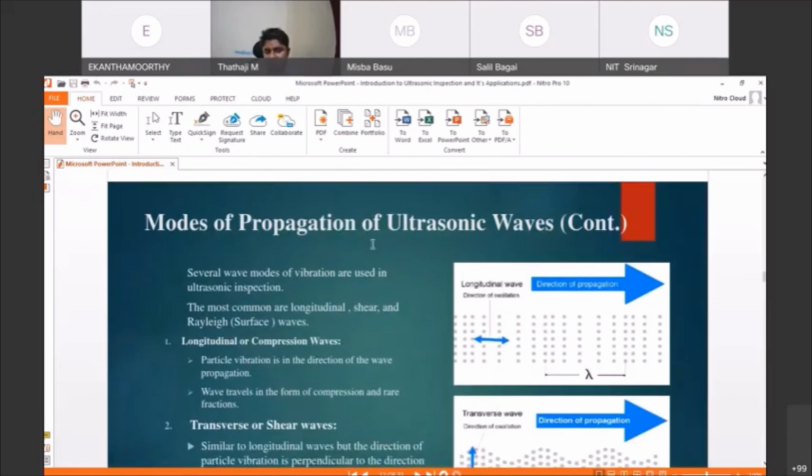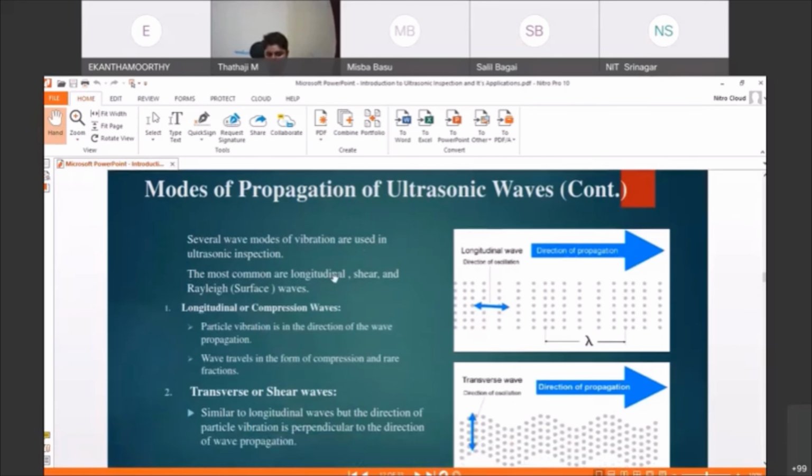And the next slide is where we'll see what the different modes of propagation in ultrasonic waves are. These propagations will be helpful for real-time applications. First, we will come to know what these propagations are, what the types are, and what the difference is between them. Basically, we have longitudinal or compression waves, and transverse or shear waves.